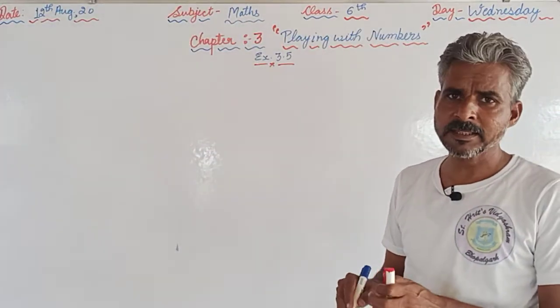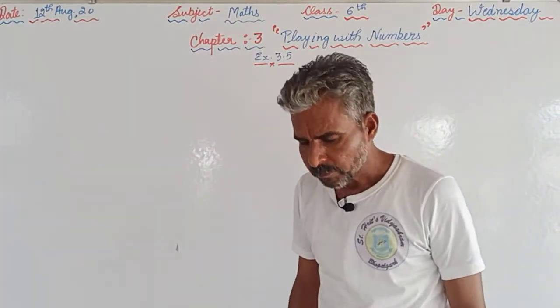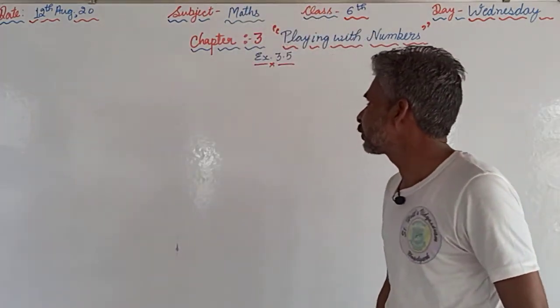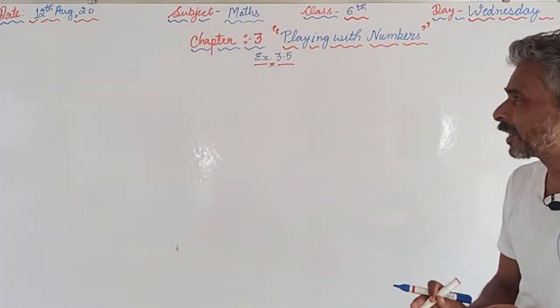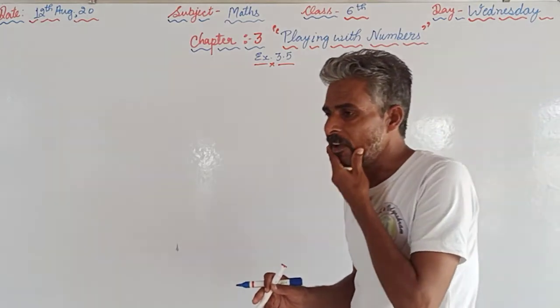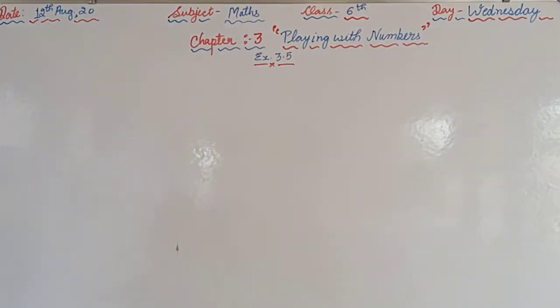This video is for class 6 and the subject is maths, and we are continuing the same chapter, chapter number 3, and the name of the chapter is playing with numbers. So we have already started exercise 3.5 and we have completed up to question number 8. Today we will discuss question number 9.